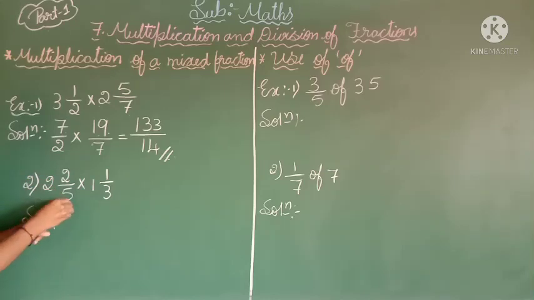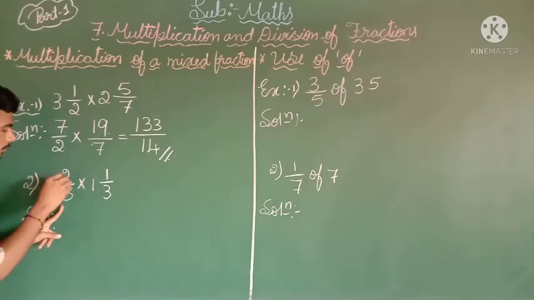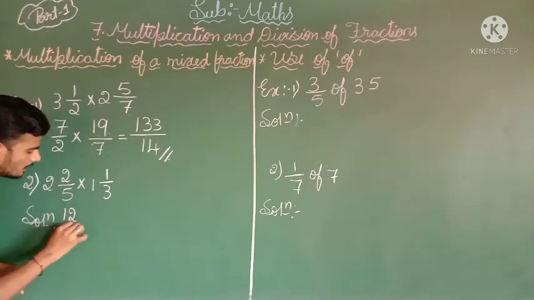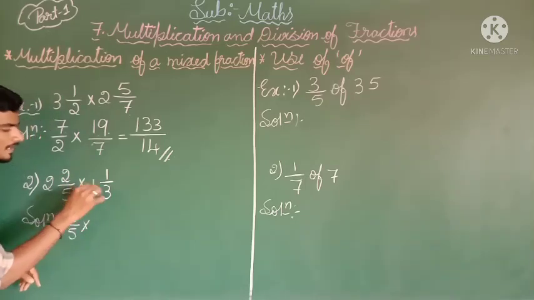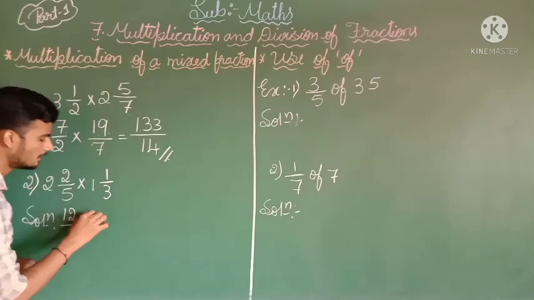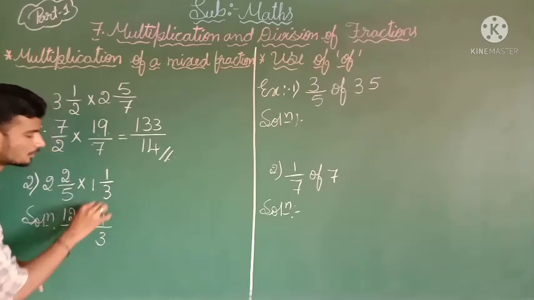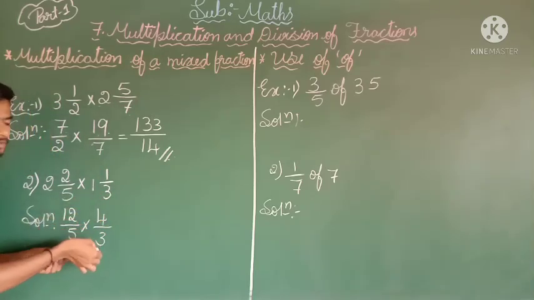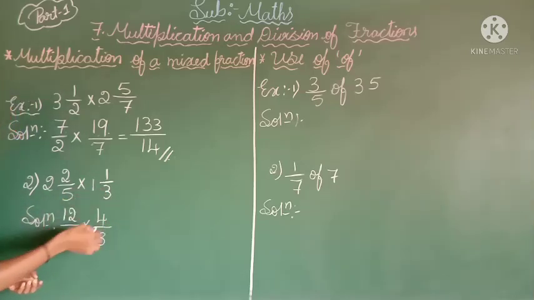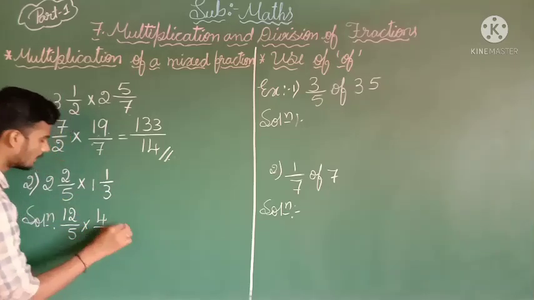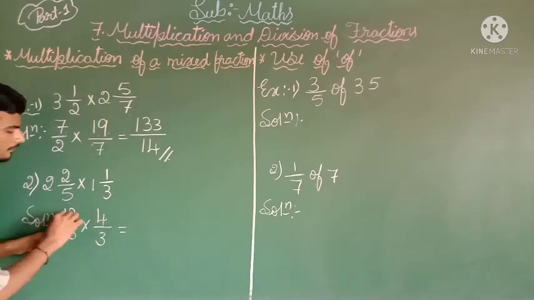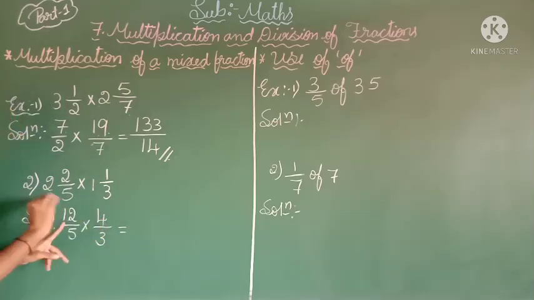First, you multiply the denominator with the whole number, then you add the numerator. Okay, then 5 2s are 10, 10 plus 2 you get 12, 12 divided by 5. Then 3 1s are 3, 3 plus 1, 4, 4 by 3. Okay, denominators are not changed. Denominators will remain the same, so you write the denominator as it is. Then what we have to do, we multiply these numbers.